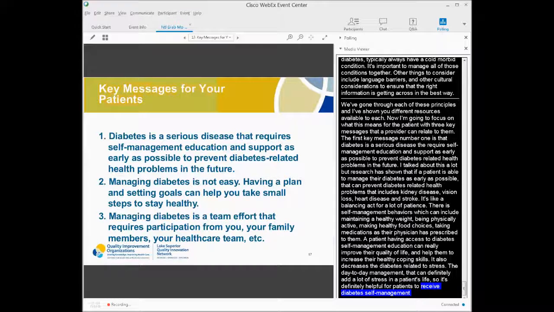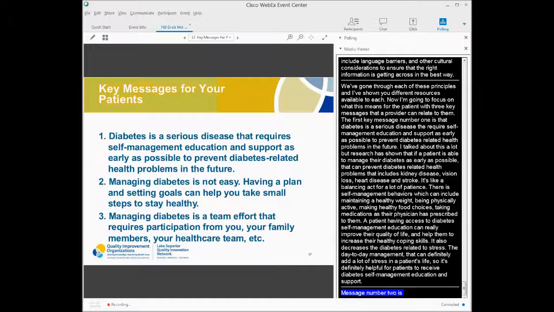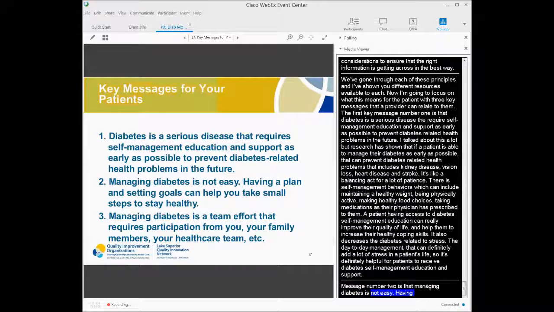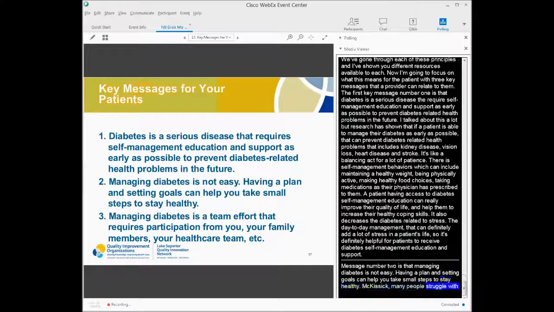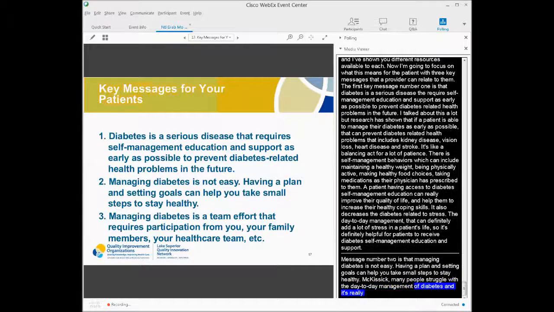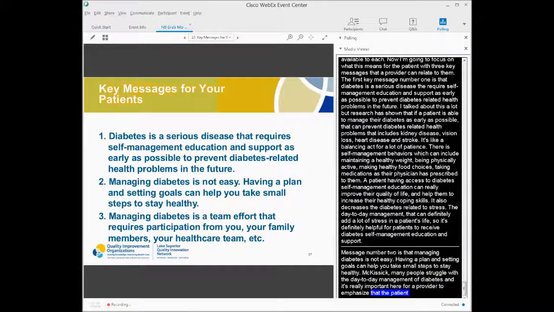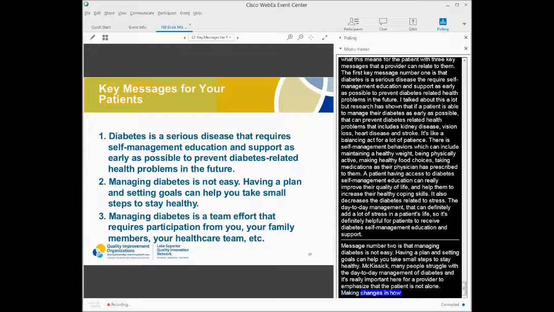The key message number 2 is that managing diabetes is not easy. Having a plan and setting goals can help you take small steps to stay healthy. So, like I said, many people struggle with the day-to-day management of diabetes, and it's really important here for a provider to emphasize that the patient is not alone. Making changes in how the patient cares for themselves is really all a matter of trying and learning and really understanding what works best for them.